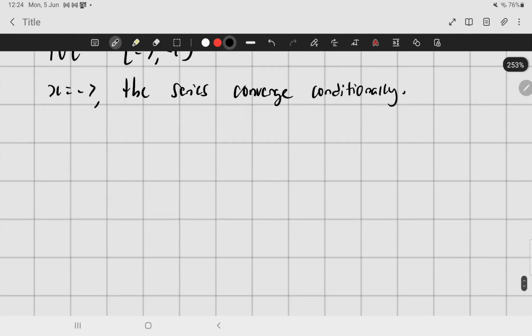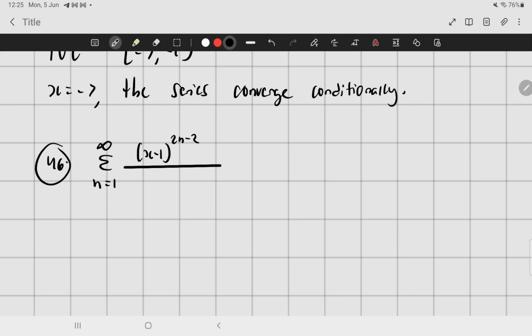All right, question 46. This is a tough one. We have the sum from n equals 1 to infinity of (x minus 1) to the power 2n minus 2, over (2n minus 1) factorial.